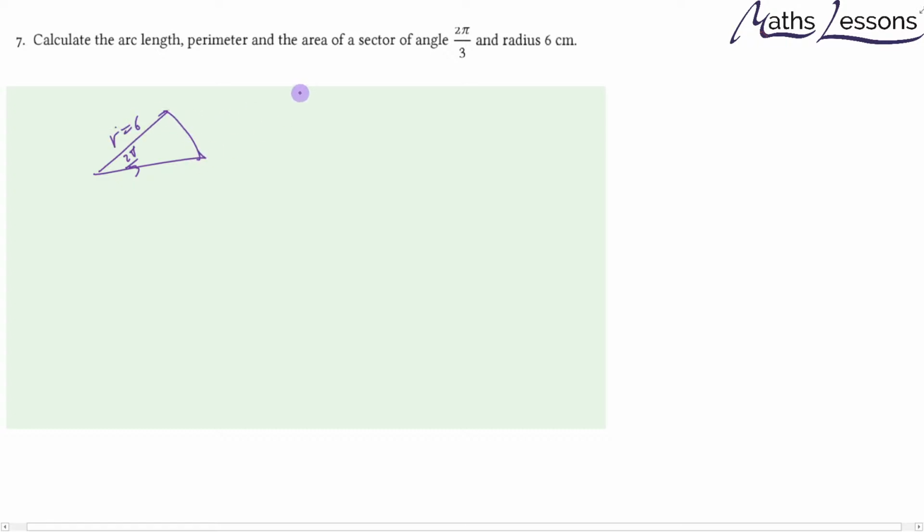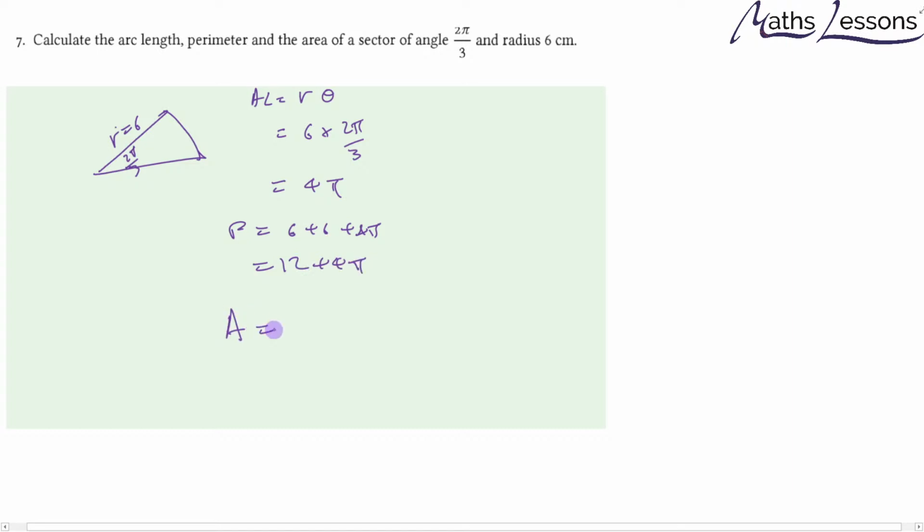So the arc length is just equal to r theta. So we're just going to get 6 times 2 pi over 3. So that gives us 4 pi. And we want to find the perimeter. So the perimeter is going to give us, add on 2 lots of the radius. So we get 6 plus 6 plus 4 pi. So that just gives us 12 plus 4 pi.